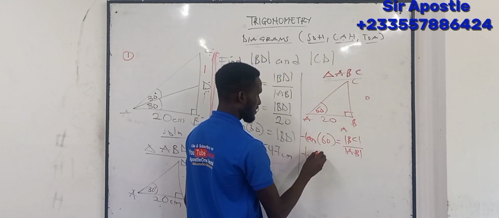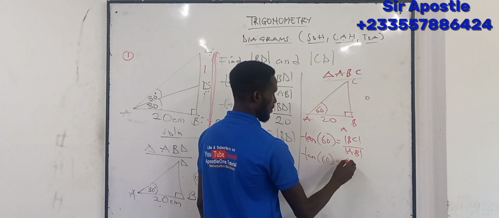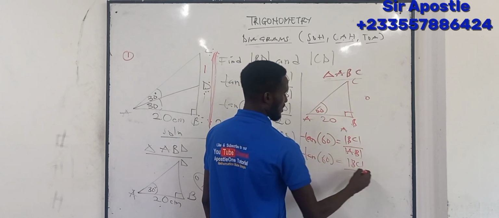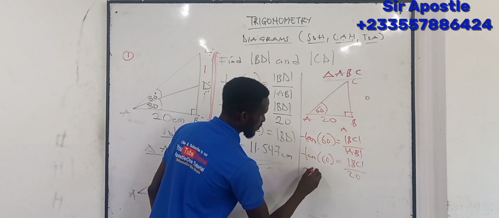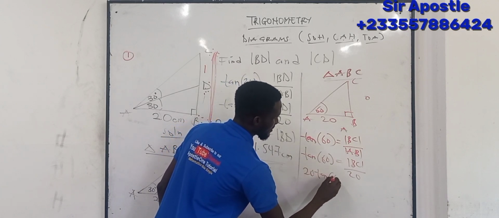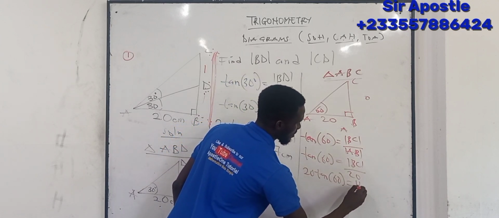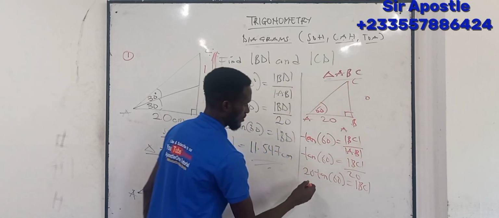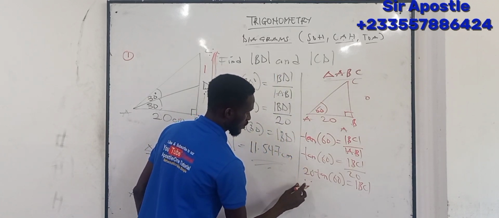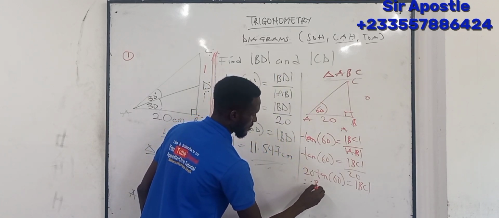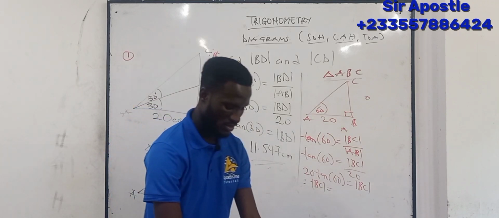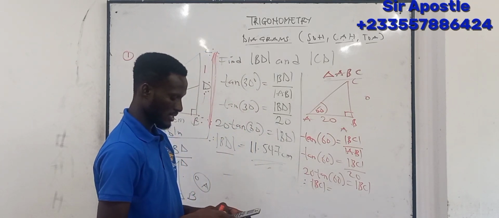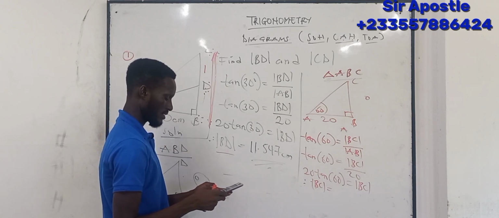So we have tan 60 is equal to BC divided by AB. AB is 20, so I have to multiply this one by this. So 20 times 60 will give me what? BC. So therefore, what will be my BC? BC will give you 20 times 60.